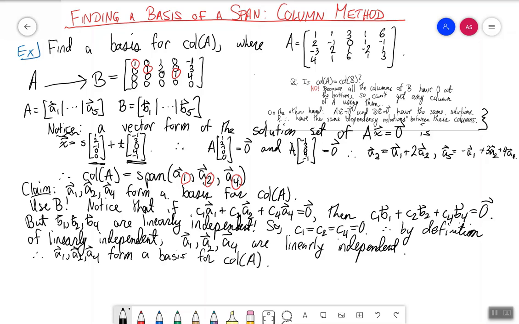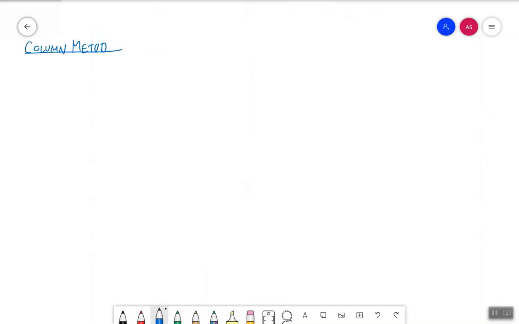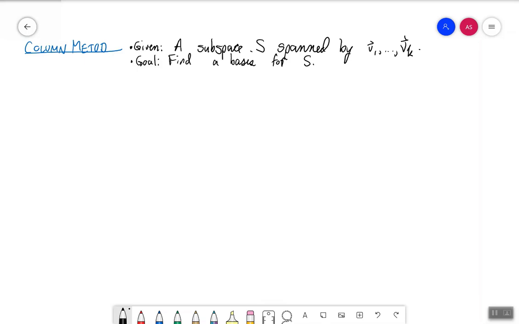Boiling this example down to its essence, to its bare bones, we get the column method. Our given and our goal are the same as for the row method. We're given a subspace spanned by some vectors v1 through vk, and we want to find a basis for that span. Our first step is to form the matrix whose columns are our given vectors. So remember, in the row method, we formed the matrix whose rows were our given vectors. In the column method, we form the matrix whose columns are our given vectors.